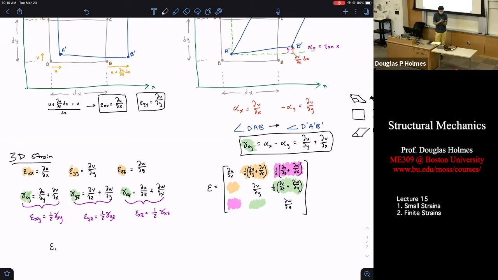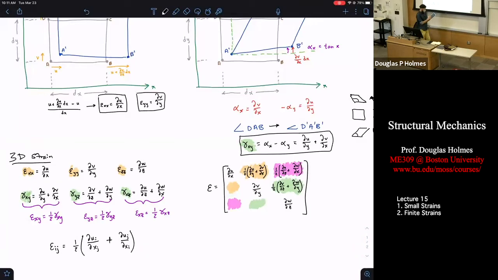Epsilon ij is equal to 1/2 the partial derivative of ui with respect to xj plus partial derivative of uj with respect to xi. Again, this pesky notation, this indicial notation. If you don't like this notation, and I'm going to try to unpack this for you in a second.